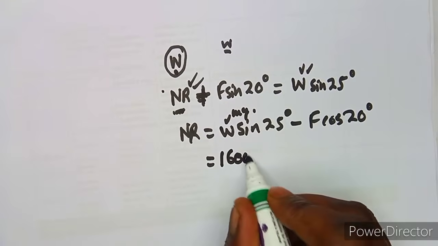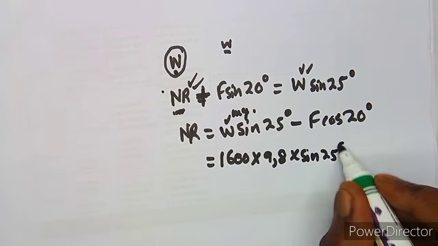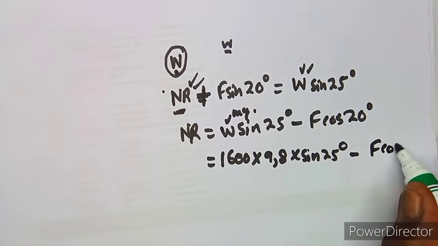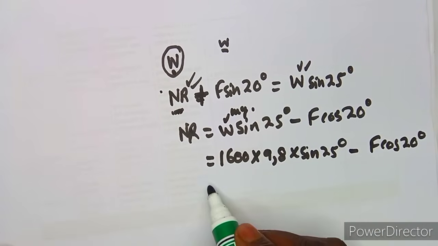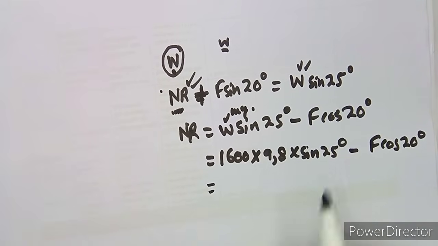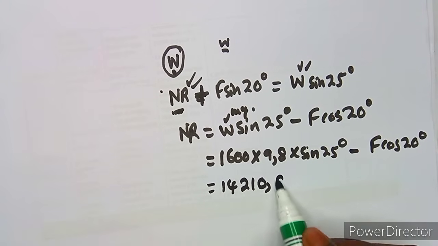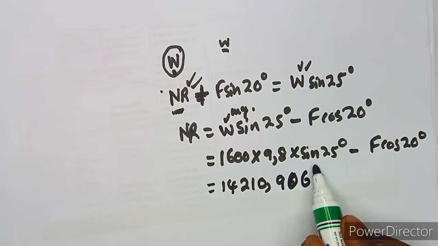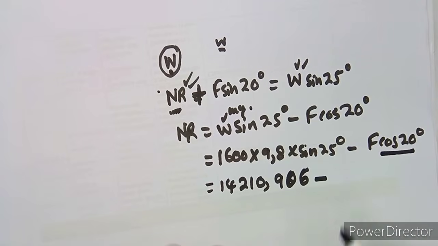That's 1600 by 9.8 by sine 25 degrees minus F cos 20 degrees like that. So you just put your values in a proper way, guys. This is what you're going to obtain at the end. If you combine all these values, they are going to give us 14210.906. There is a 1 there, so this 1 cannot change. This 6 is going to remain like that, minus cos 20, which is this cos 20, guys?